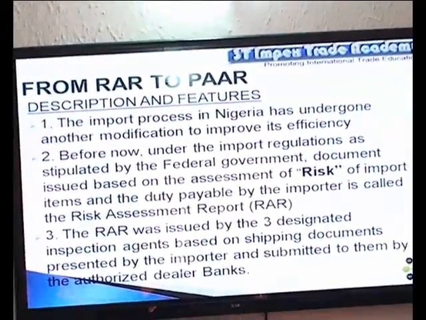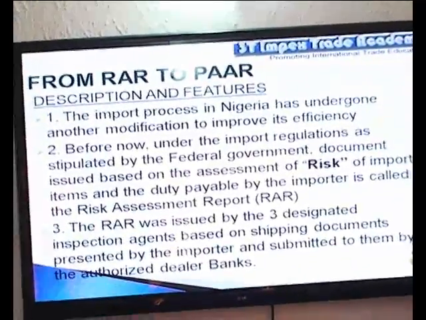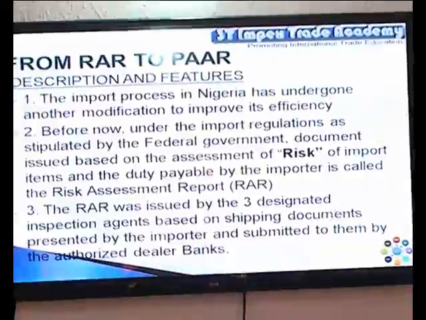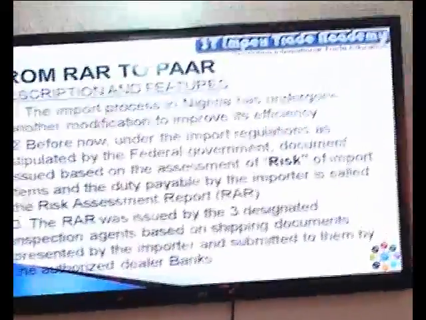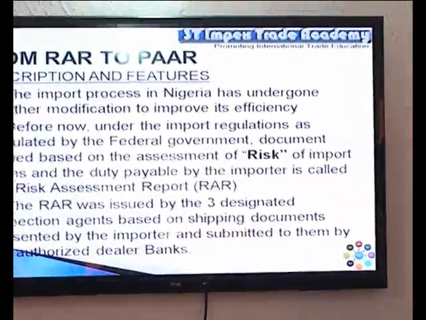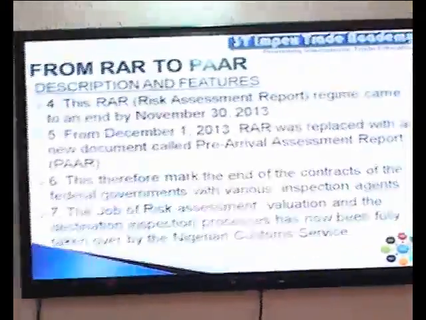The import process in Nigeria has undergone another modification to improve its efficiency. Before now, under the import regulation as stipulated by the federal government, the document issued based on the assessment of risk of import items and duty payable was called what? RA. Three agents of government were doing it at that time. Can we remember the agents again?